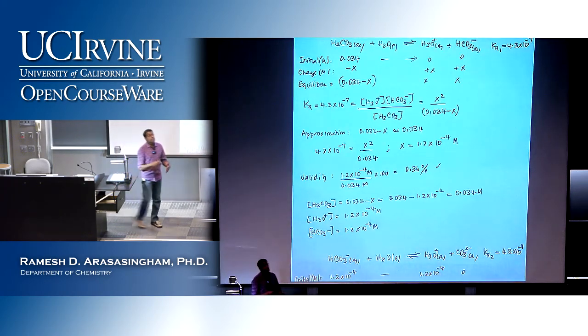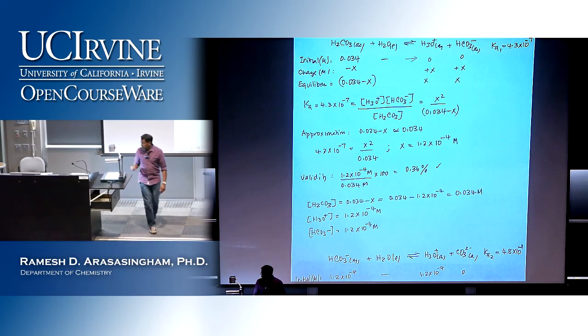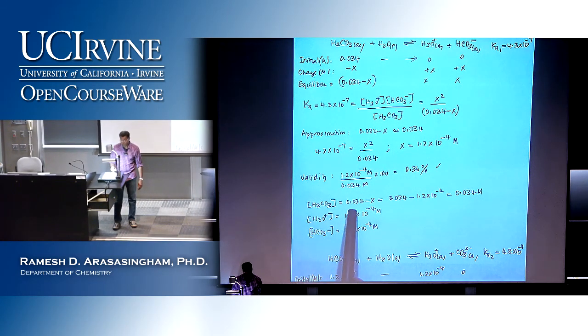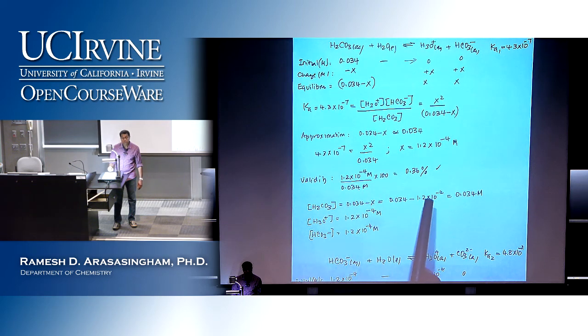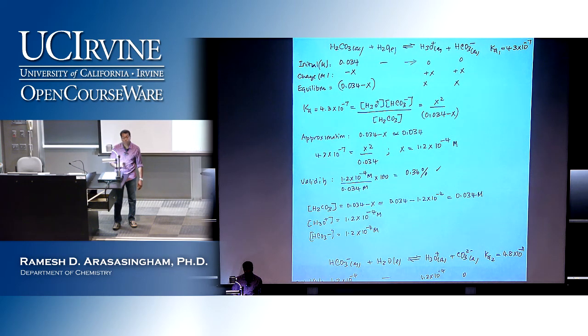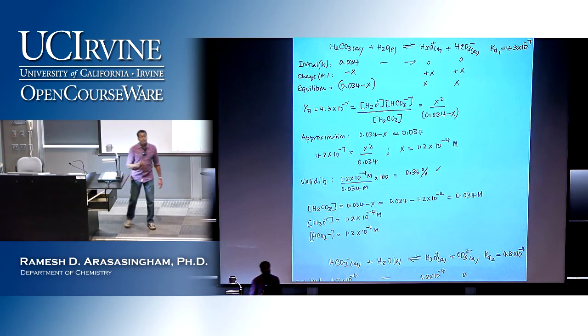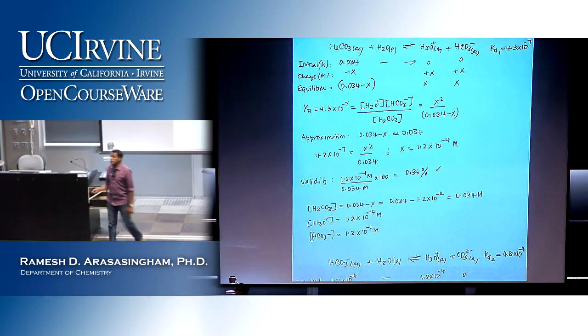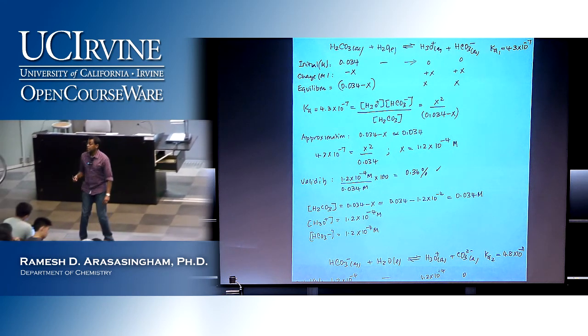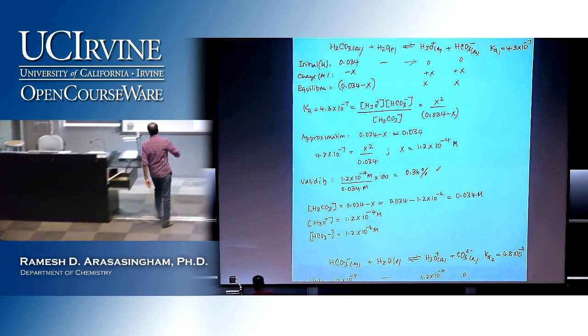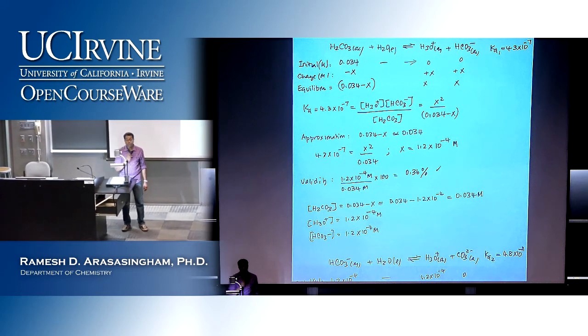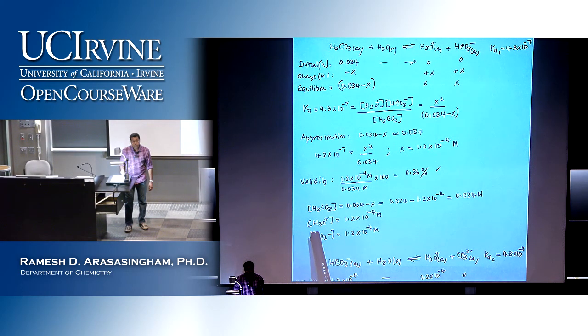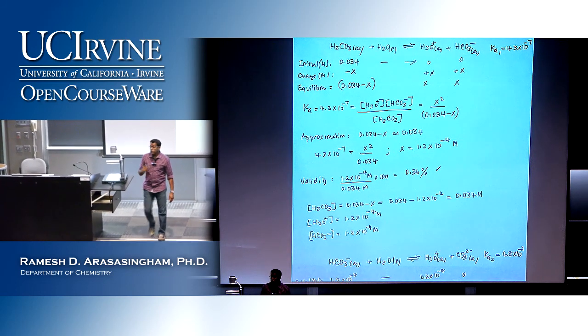So if we're looking at the concentrations that come from the first step, we know that H2CO3 would be 0.034 minus x. This x is so small compared to 0.034 that, within the range of significant figures that we're looking at, it hardly changes the initial concentration of H2CO3. So we end up with 0.034. Hydronium ion concentration will be 1.2 times 10 to the negative 4 because that would be x. And then HCO3 minus would be 1.2 times 10 to the negative 4 as well.